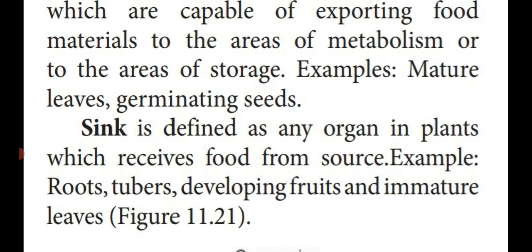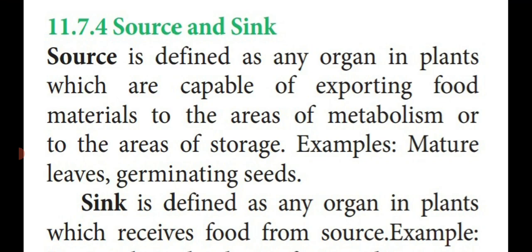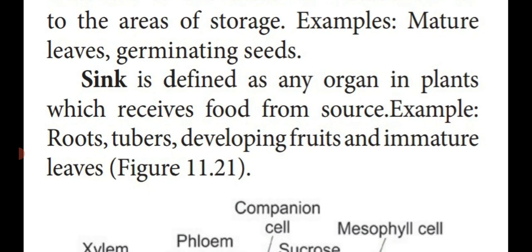Kindly make a note in your textbook. The answer is: source is defined as any organ in plants which is capable of exporting food material to the areas of metabolism and to the areas of storage, with examples, mature leaf and germinating seeds. Sink is defined as any organ in plants which receives the food material. The first one transports the food material; the second one receives the food material from the source. Example, root, tubers, developing fruits and immature leaves.